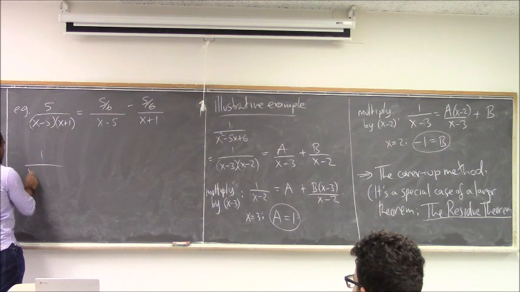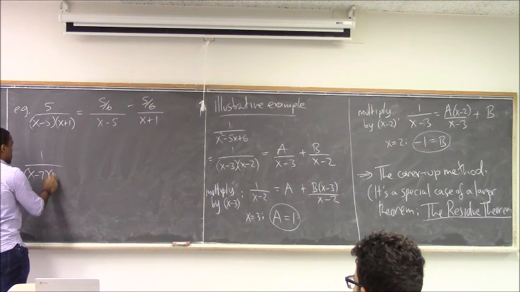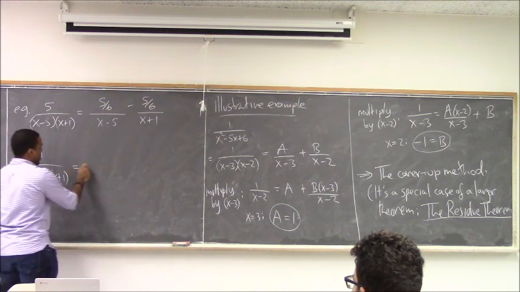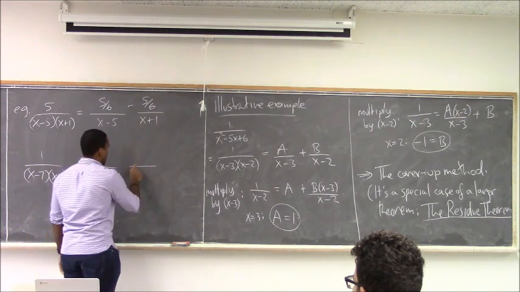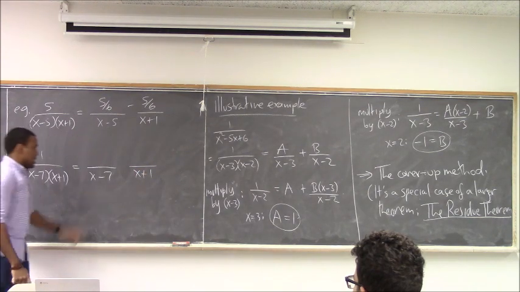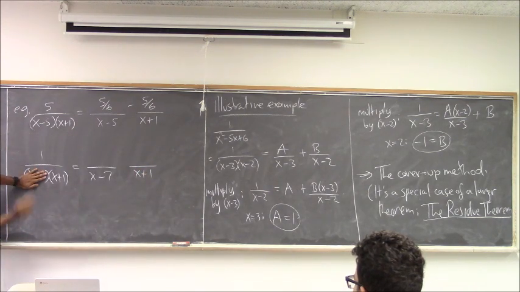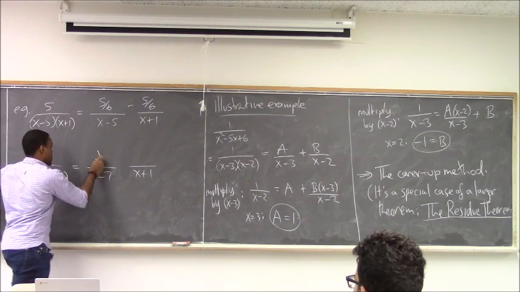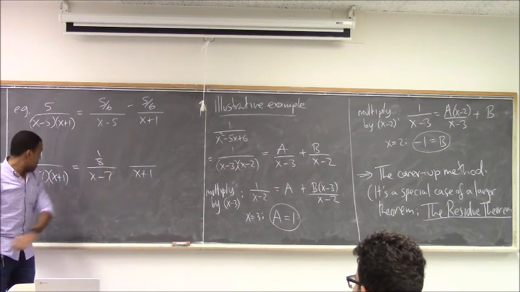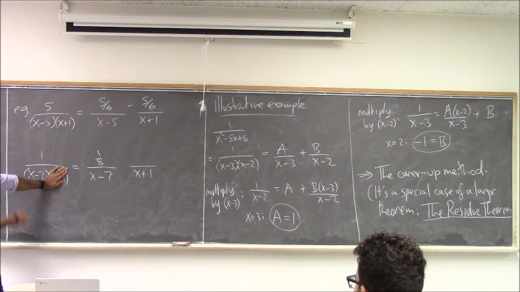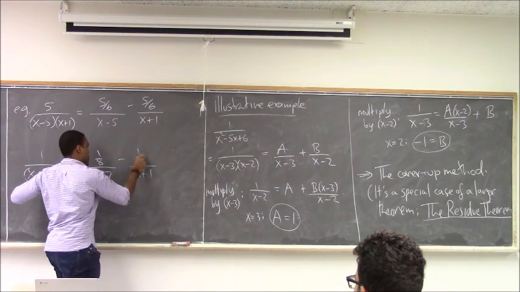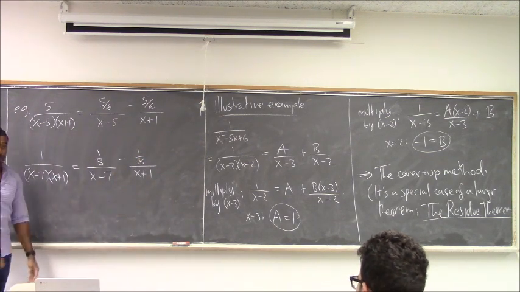1 over x minus 7 times x plus 1. You know that's going to break up into x minus 7, x plus 1. 7 is going to make that 0. Cover that up, plug in 7, 1/8. Minus 1 is going to make that 0. Cover up that, plug in minus 1, minus 1/8. Check it, that's going to be the answer.